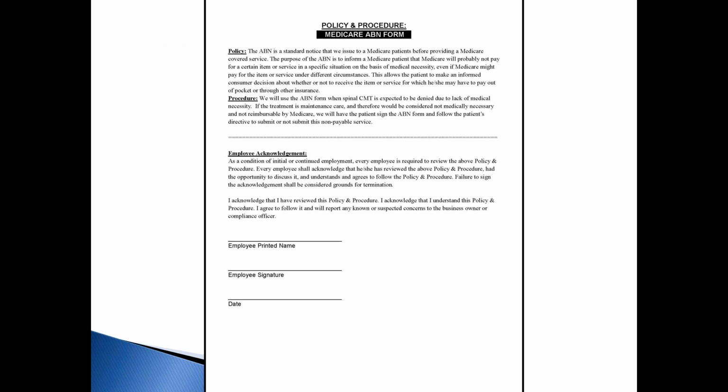Here's another one. Here's your policy on the ABN form. Policy and procedure. Policy: the ABN form is a standard notice that we issue to Medicare patients before a covered service is provided. The purpose of the ABN form in our practice is to inform a patient that Medicare will probably not pay. Procedure: we will use the ABN form when the patient reaches chiropractic spinal manipulation maintenance care. Due to lack of medical necessity, this is not going to get paid. If the treatment is maintenance care, therefore it's not medically necessary, Medicare will not reimburse.